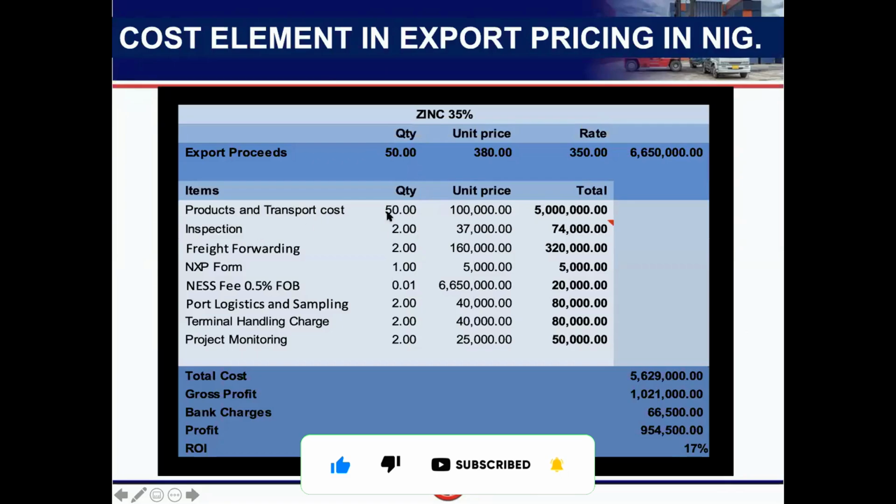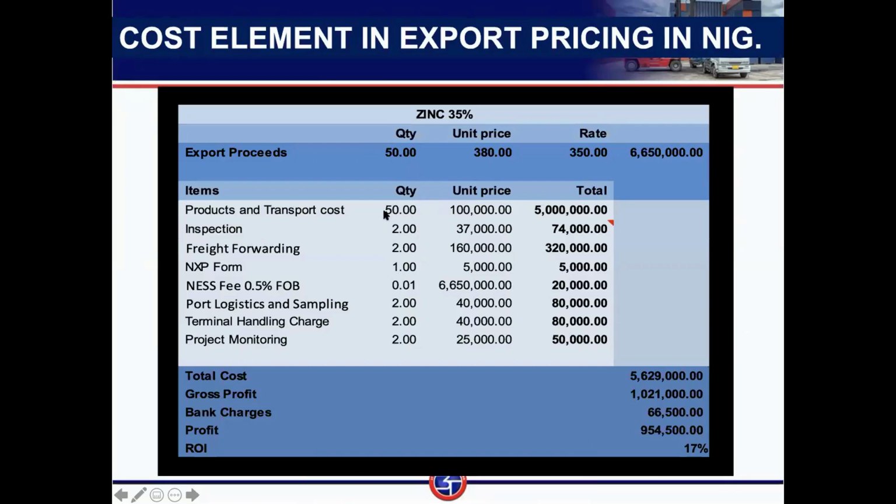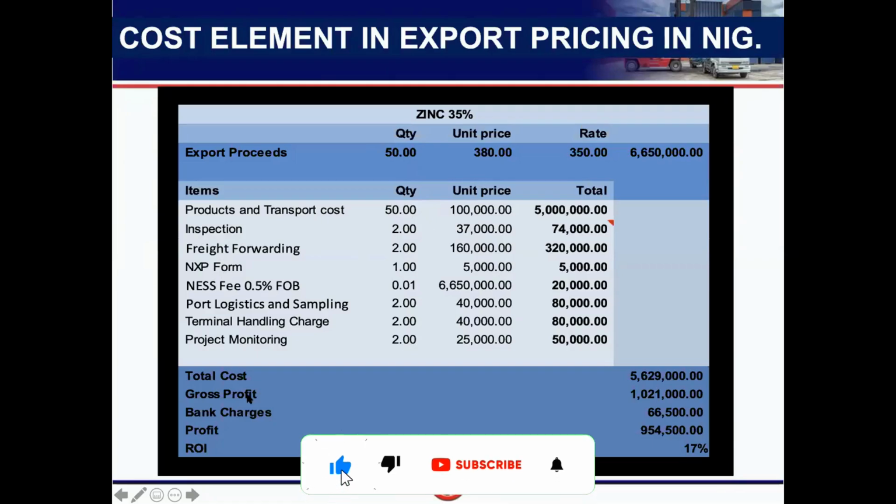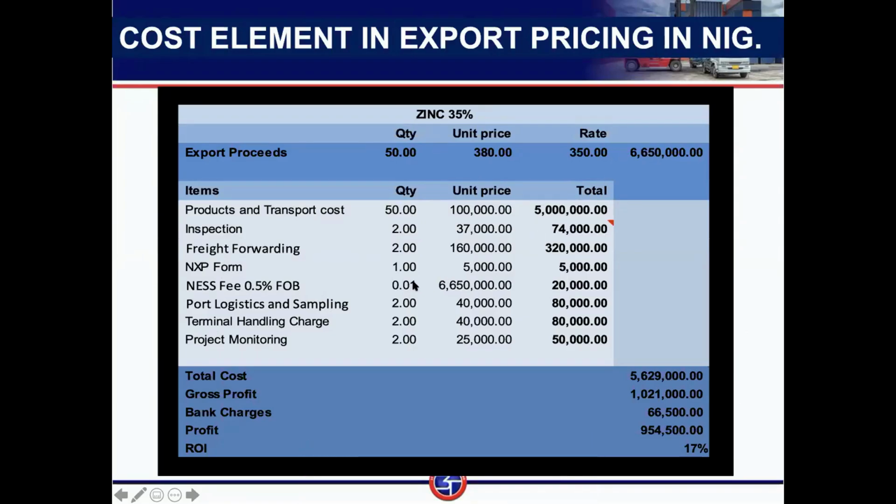Inspection for 2 containers, 25 metric tons each. That's why it's 50 here. Here, 2 containers at the rate of 37,000. Freight forwarding, 2 containers at the rate of 160,000. NXP, 1 NXP to cover them. Net fee, 0.5% of this amount. This is 0.05 actually, because of the decimal place on the Excel. That's why it came out that way. But 0.05, you get this.